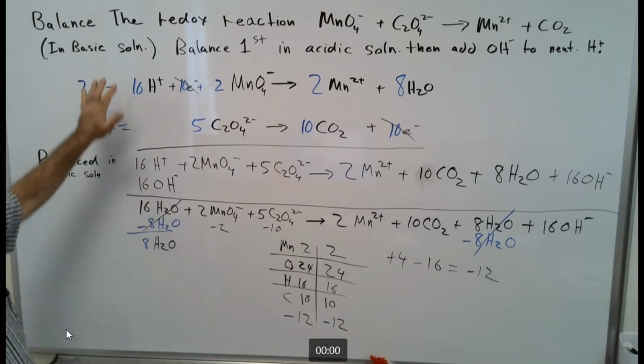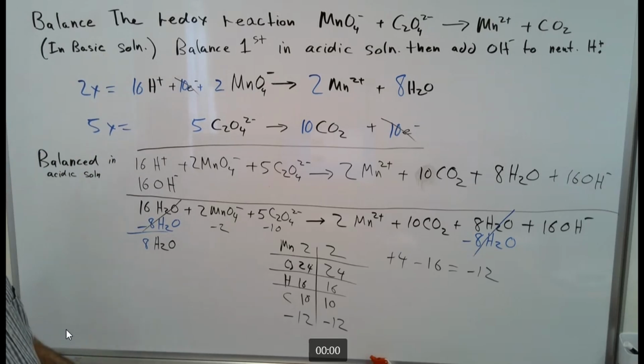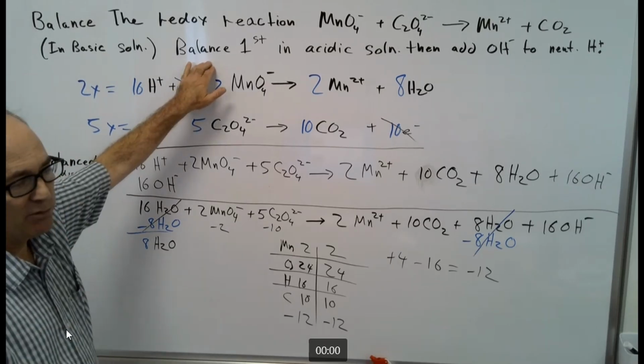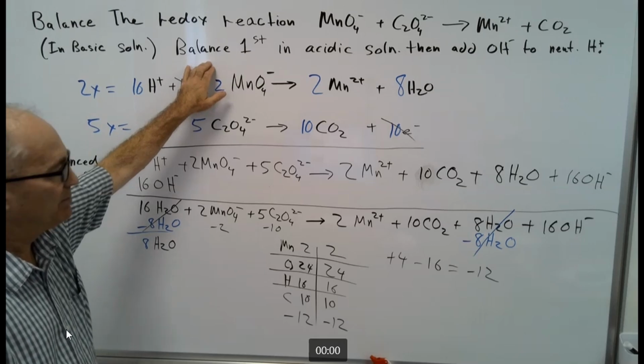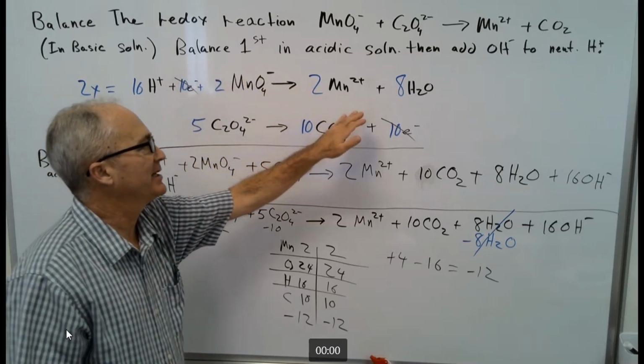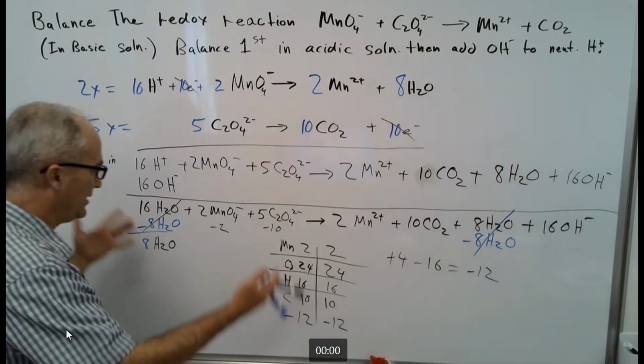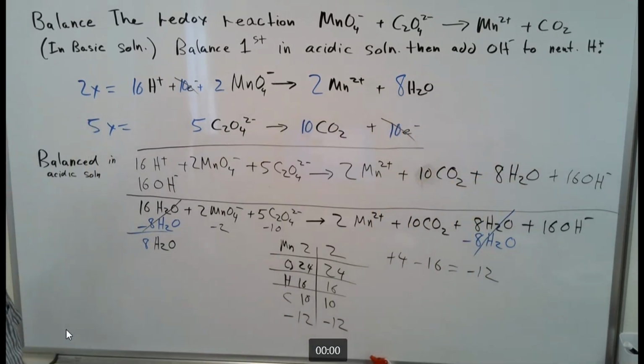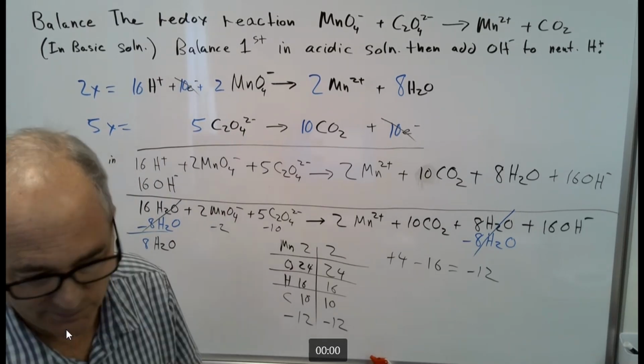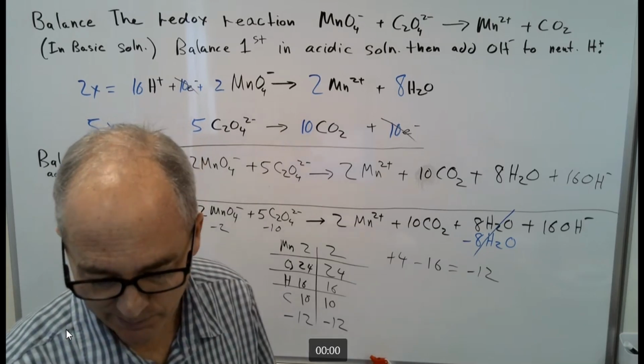So to balance a redox reaction in basic solution, 99.99% of the people balance it first in acidic solution and then add hydroxide to neutralize all the protons, and then the rest is just cleaning things up with some accounting. Any questions?